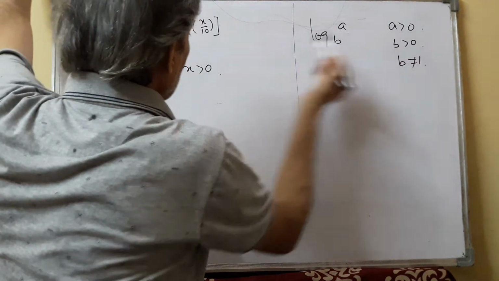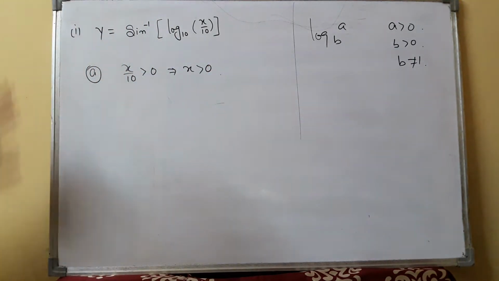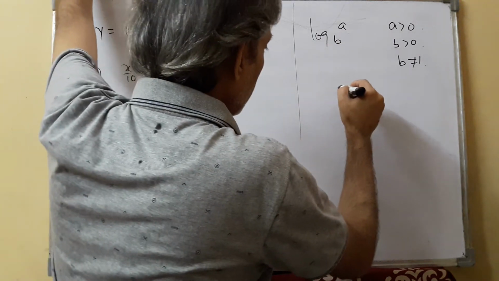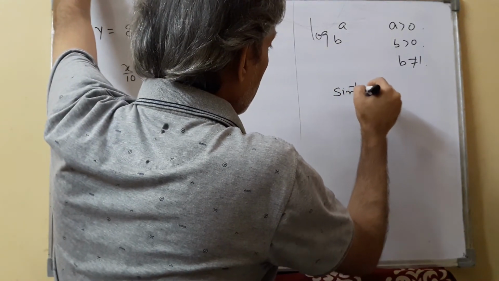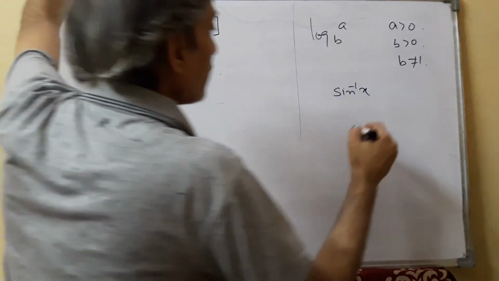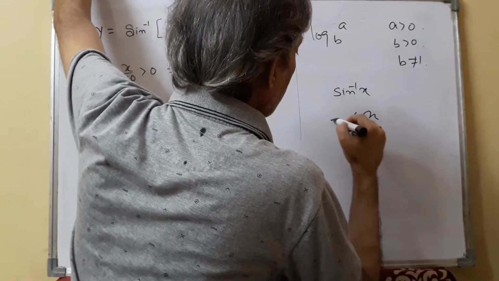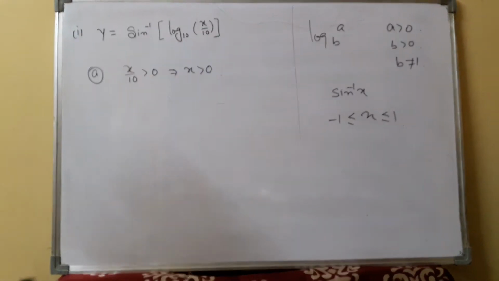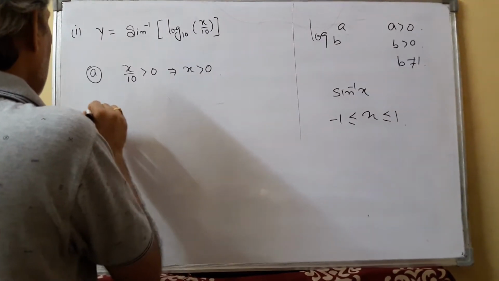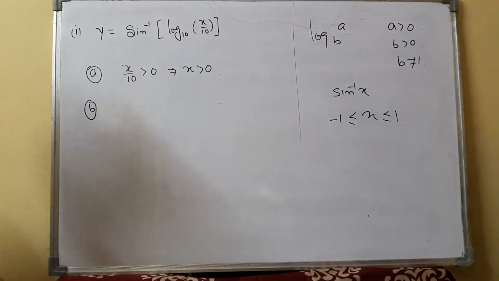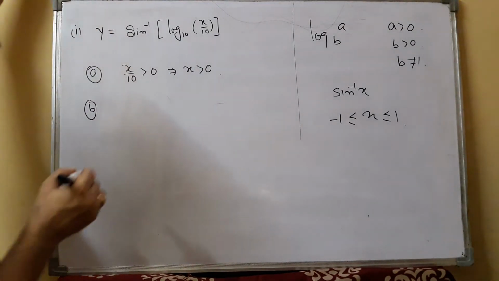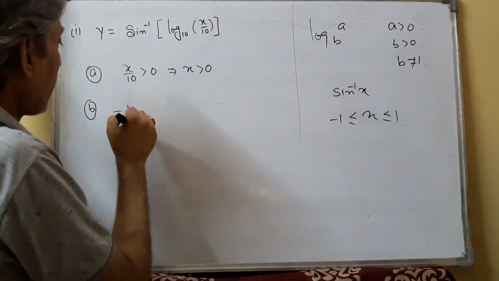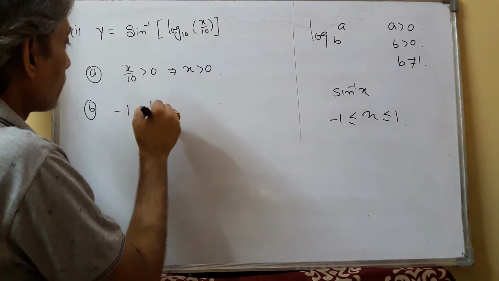Now b more than 0. 10 is more than 0, so it's okay. Now sine inverse. What is the condition for sine inverse? For this, x should lie in between minus 1 and 1. This is the condition. So the second condition which we are going to put here is: sine inverse of this thing should lie in between minus 1 and 1.